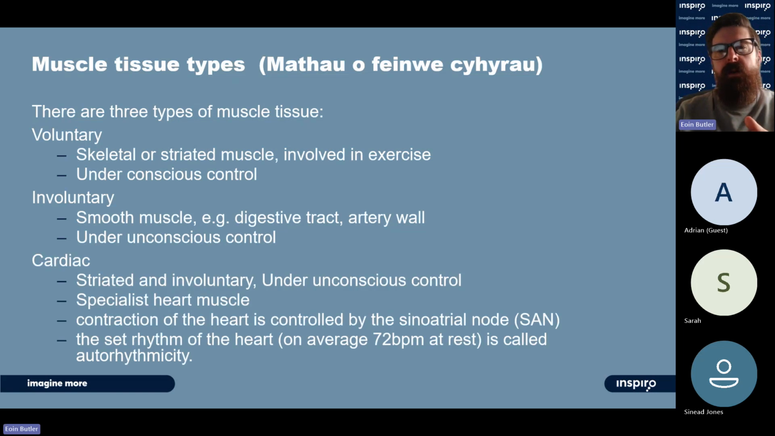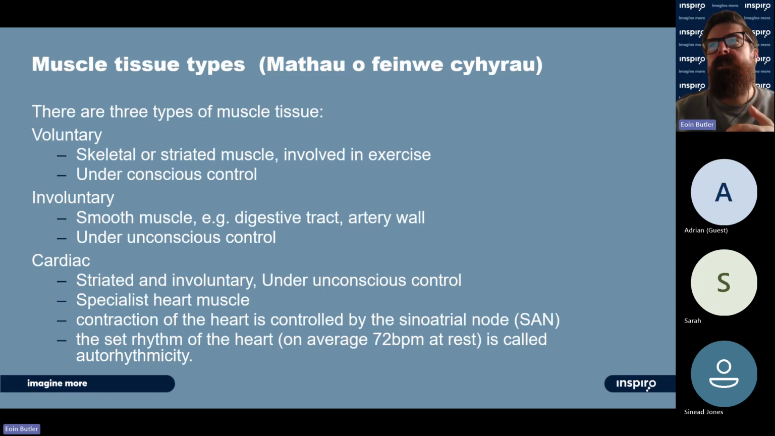Then our final one is the cardiac muscle, as we looked at yesterday. The cardiac muscle is striated, so it looks like a voluntary muscle. However, it is involuntary. It will contract and relax under the unconscious control of the nervous system. It's a specialist heart muscle. Contraction of the heart is controlled by the sinoatrial node. So this is your internal, natural pacemaker. It keeps the set rhythm of the heart, on average about 72 beats per minute, and this is called autorhythmicity.